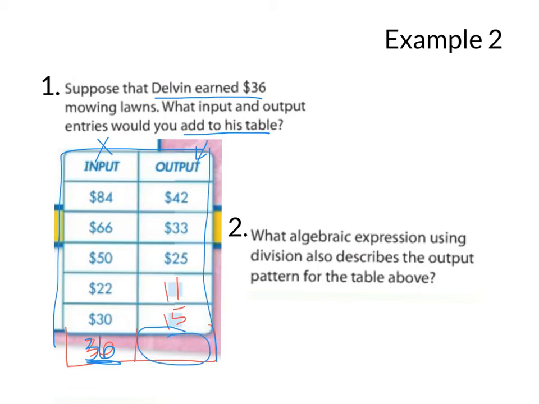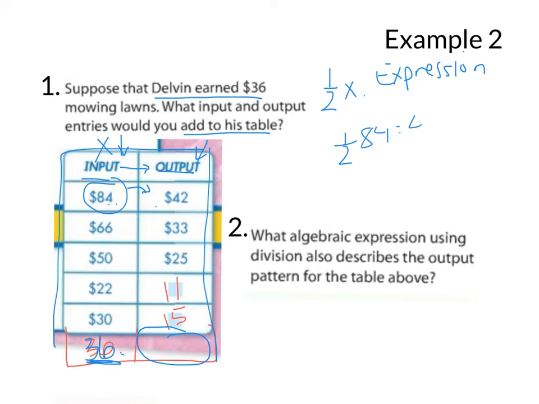Well, I'm noticing for this one, I would need to know the pattern from input to output because we go from input to output every time. I would need to know the pattern from here to here in order to then substitute 36 in there. And I remember in example 1, they told me that half of X was the expression for this problem. So for example, you can take any X, see this is in the X column, put it in here, and you'll get your output. So half of 84, and you're going to get 42.